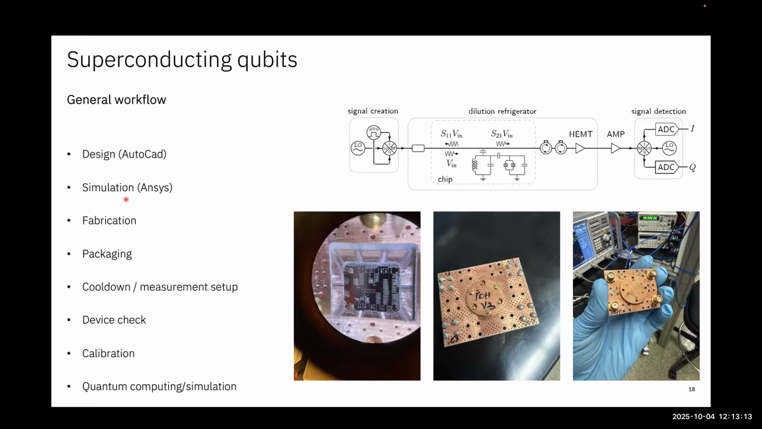So from the design to the simulation, then you fabricate your device, you pattern everything, you make your Josephson junction, you make your resonator, then you package everything. So this is like the final packaging that you put into your dilution refrigerator.